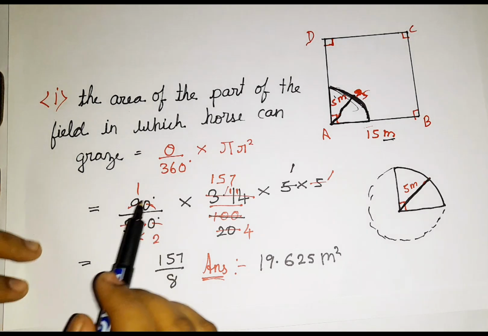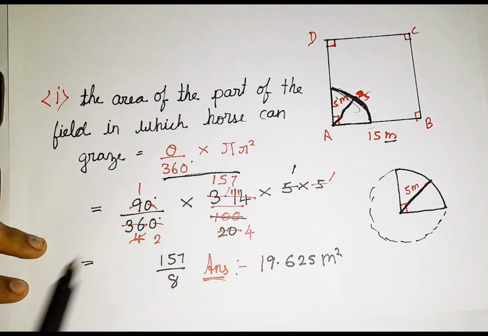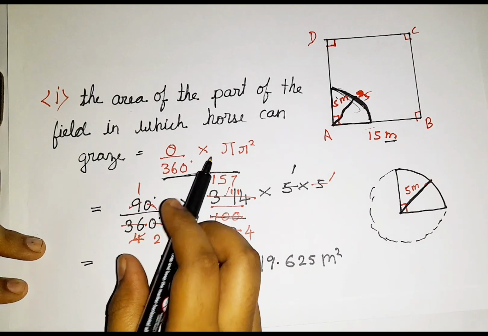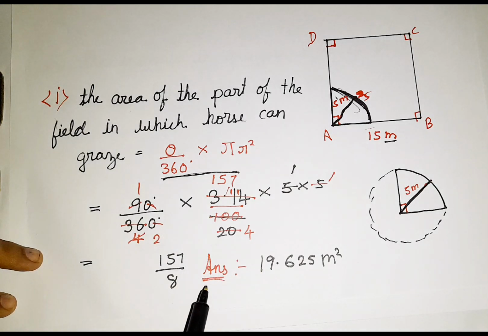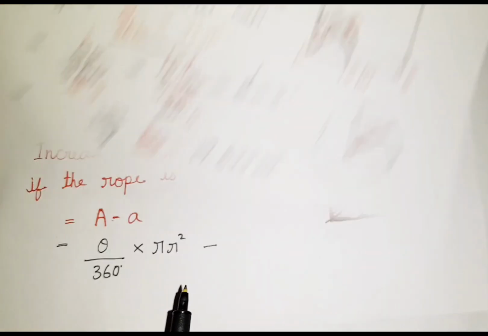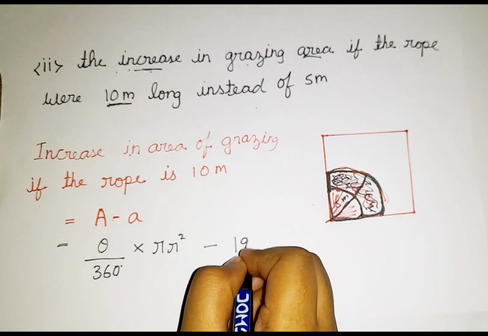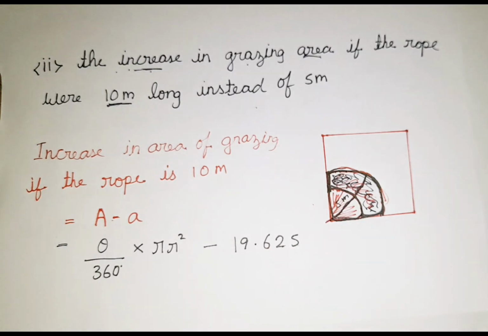19.625. How did we get it? We just found the value by using the formula, that is theta by 360 degree into pi r square. By using this formula only I got this value, am I right? So why do we need to apply the same formula again? No need to apply it, we can directly write the answer, that is 19.625. Okay, so now we are going to be solving this portion.